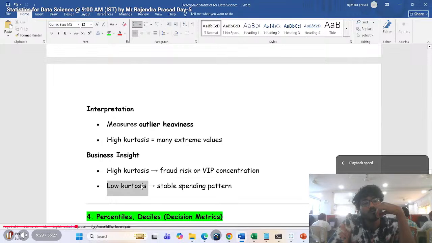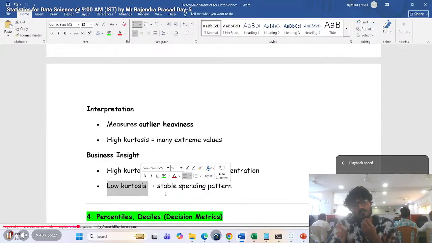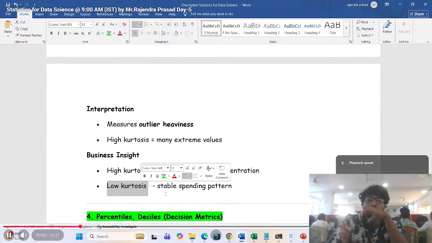And whenever you have a low kurtosis value, then you can decide there is a stable spending pattern. It means the people are spending very low and that too stable. Stable means, for example, today I'm spending 1,000 rupees, tomorrow I'm spending 10,000 rupees, day after tomorrow I'm spending 1 lakh. Is my spending stable? No. For example, today I'm spending 1,500, tomorrow 2,000, day after tomorrow 1,800. That means my spendings are stable. If my spendings are stable, I can expect only the lower level. I cannot expect more. Yes or no?